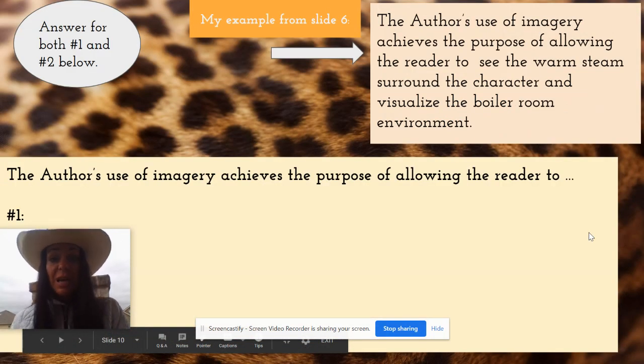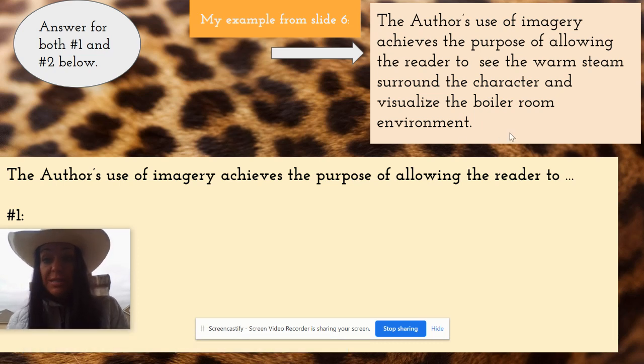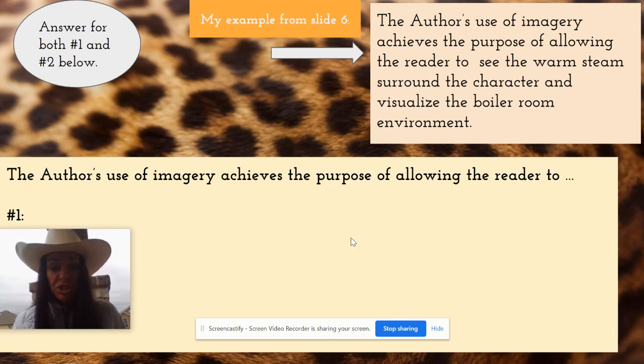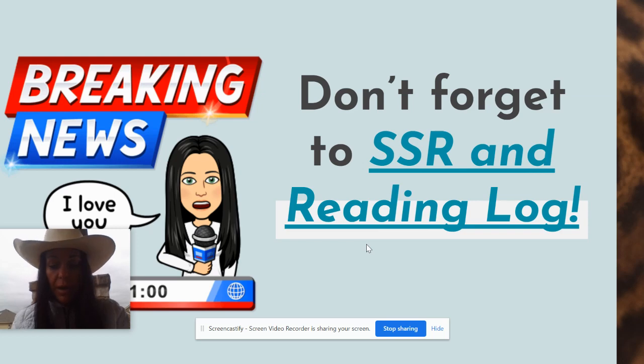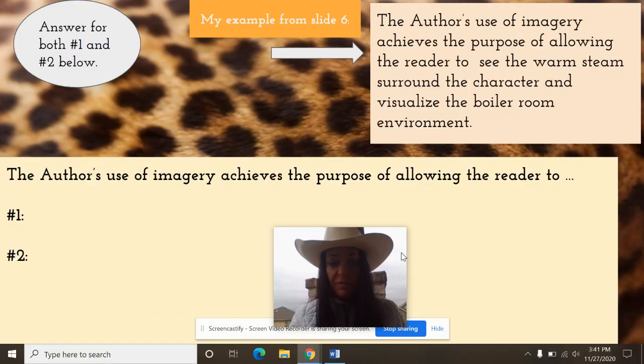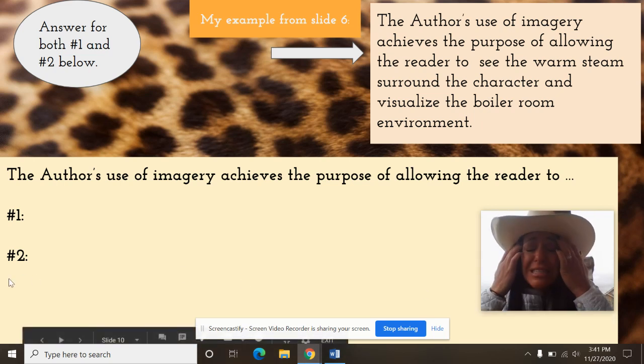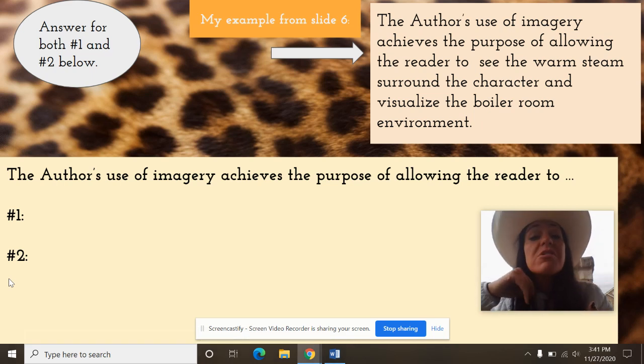Here's my example from slide 6. The author's use of imagery. This is what mine looked like, and then I gave you a sentence stem: The author's use of imagery achieves the purpose of allowing the reader to... This is for example number 1, about the mangoes and the bicycle. Type in and answer this question. Oops, I'm sorry, go back. My bad. I didn't see because my face is in the way. Maybe it's just the hat. I don't think my face is that fat, but when you get to be 40, it just kind of chunks up. Sorry. So there's the stem for number 1 and there's one for number 2.